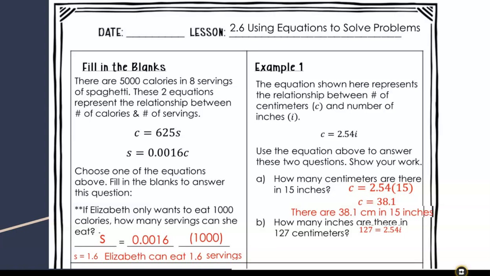So in this case, we have 127 on the left side of the equal sign, and we have 2.54 on the right side of the equal sign. If you have two numbers on different sides of the equal sign, we need to divide them. So we're going to take 127 and divide it by 2.54. When you put that in your calculator, what do you get? You should have gotten 50. So how many inches are there in 127 centimeters? There are 50 inches in 127 centimeters.